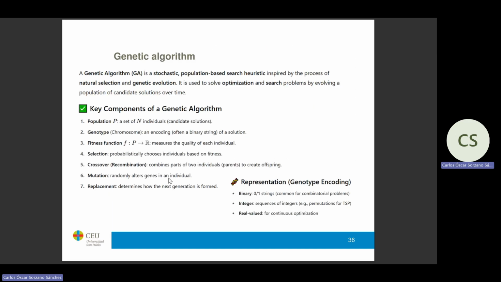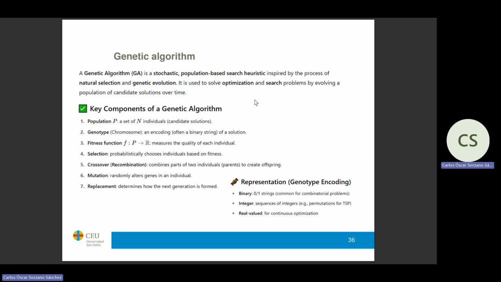Okay, so this genetic algorithm is another one of these random exploration algorithms. And it is somehow inspired by how populations evolve in nature, how natural selection acts and how genetic evolution changes the current population, trying to maximize the adaptation to the environment.